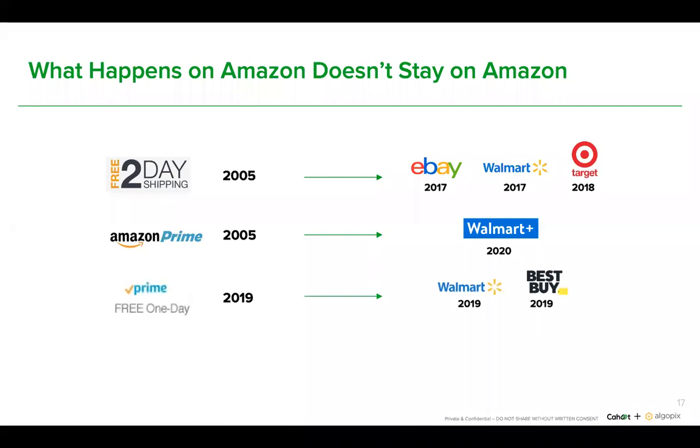Amazon introduced the Amazon Prime program in 2005, which gave, for a fixed annual fee or a monthly fee, unlimited free shipping on all orders. Of course, it took Walmart several years, but they introduced their Walmart Plus program last year that competes with Amazon Prime. And there are other retailers as well that have similar programs.